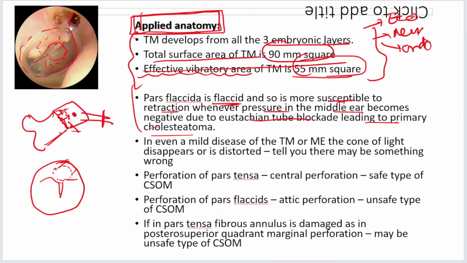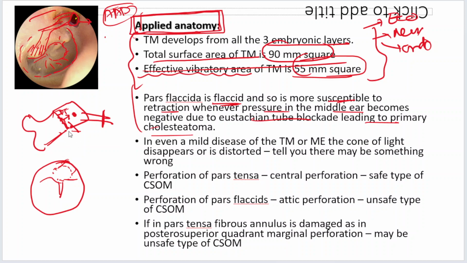This is the retraction pocket here in this case. From here the retraction pocket is going inside and you can see this whitish bulge. This is most probably cholesteatoma coming from the superior part, it may be going into the attic also, but here you can see it in the posterior part of the tympanic membrane. So if you see an attic perforation, always think of atticoantral disease. Always think of unsafe type of CSOM, as we are going to cover as the syllabus progresses.